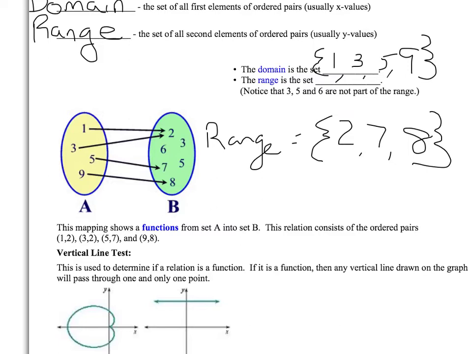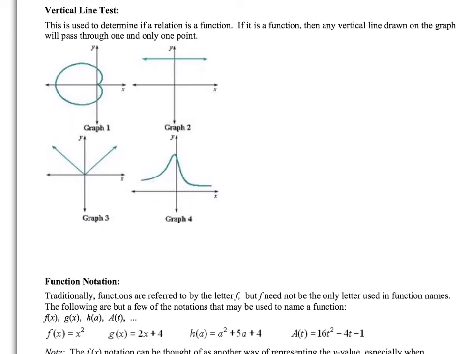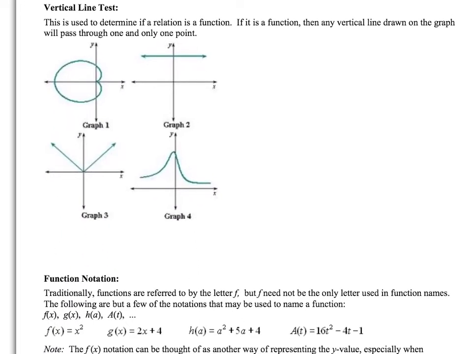If we are looking at a graph, we can determine if a function exists if it passes the vertical line test. Alright, so it says the vertical line test is used to determine if a relation is a function. If it is a function, then any vertical line drawn on the graph will pass through one and only one point. For example, what I'm going to do on the first graph is I'm going to draw a vertical line down. When I draw that vertical line down, I see that I hit at two different points. Since I hit at more than one point, the relation is not a function.